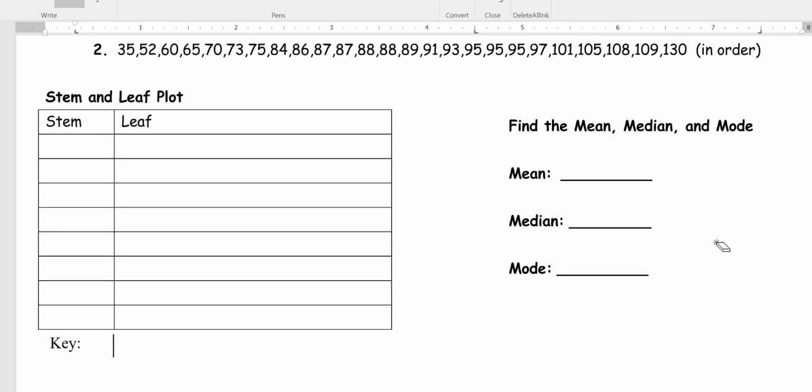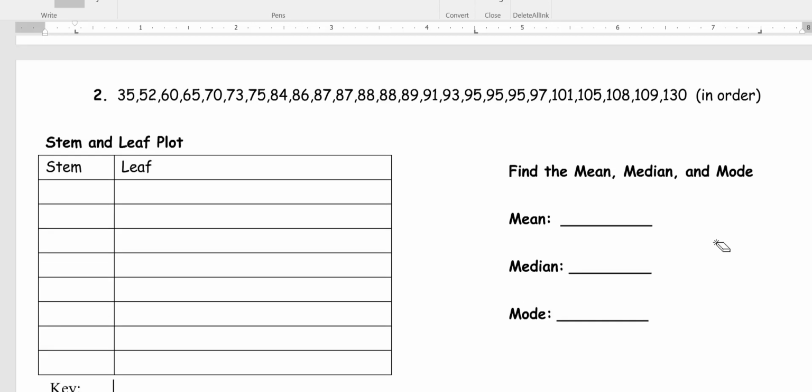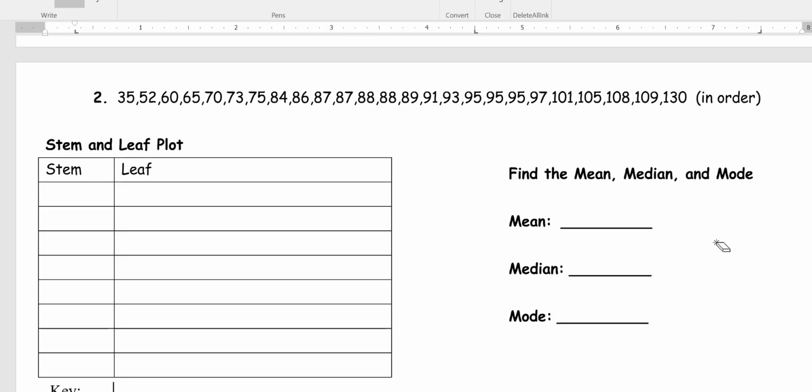Okay, number 2. Let me adjust this thing here again.